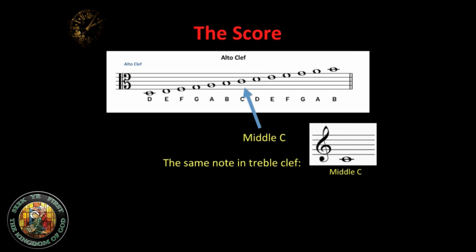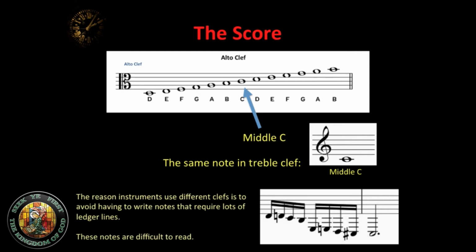If we have 2 concert pitch instruments and one plays middle C in treble clef, the C below the stave with 1 ledger line, and then plays the C in alto clef on the middle line, it would sound exactly the same note. The reason instruments use different clefs is to avoid having to write notes that require lots of ledger lines. Notes like these down here. And as you can see, the more ledger lines, the more difficult it is to read those notes.